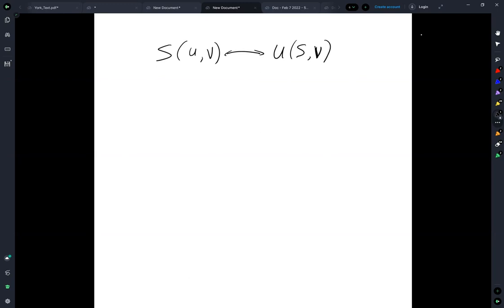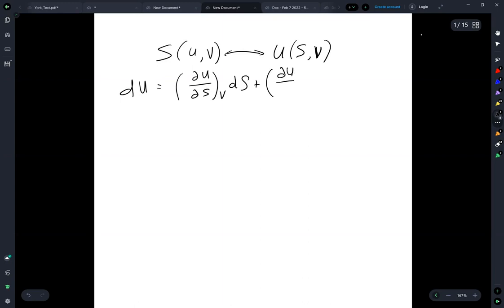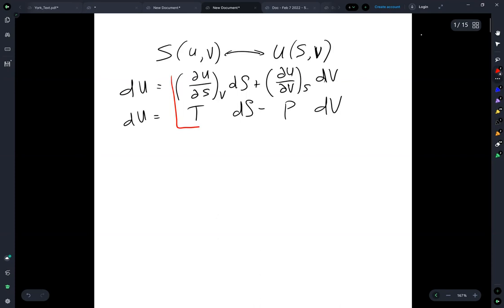And we had dU is equal to (dU/dS)_V dS plus (dU/dV)_S dV, where dU is equal to T dS minus P dV. So these variables are equated. I'll put the minus in there, I forget.